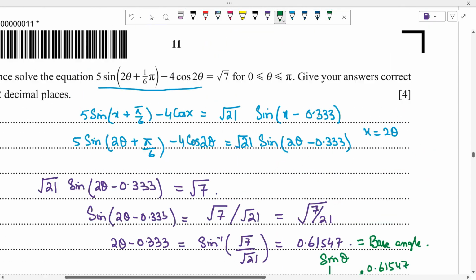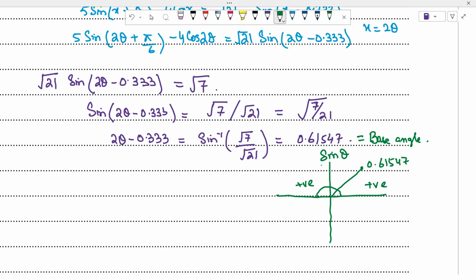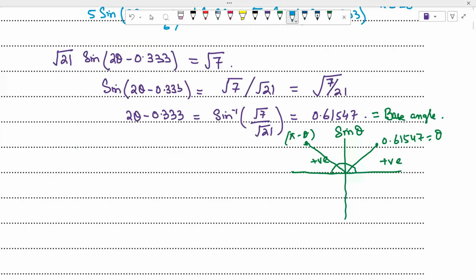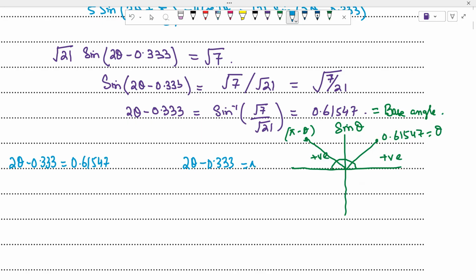We know that the theta angle should be between 0 and pi. So we can have another angle in the second quadrant, because sine is positive in the first and second quadrants. This angle equals pi minus theta. So we can say that 2 theta minus 0.333 equals 0.61547, and we can have another angle where 2 theta minus 0.333 equals pi minus 0.61547.